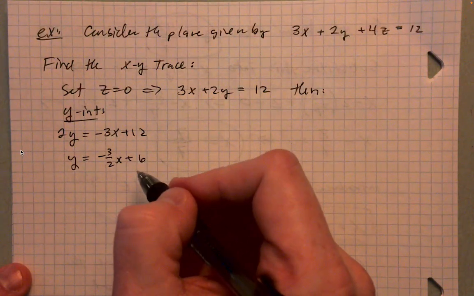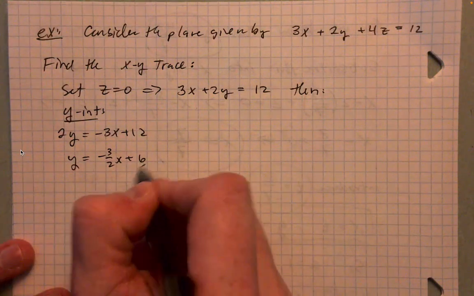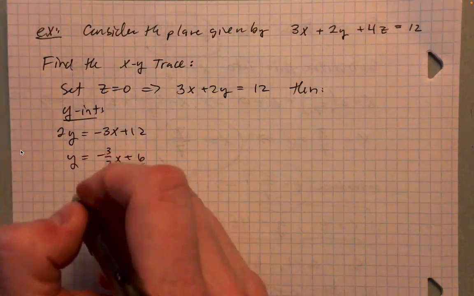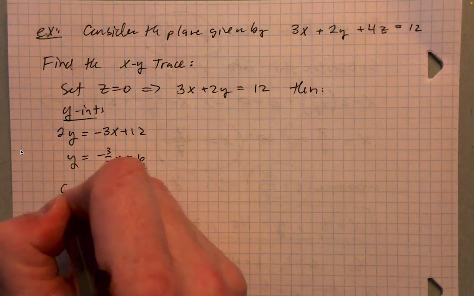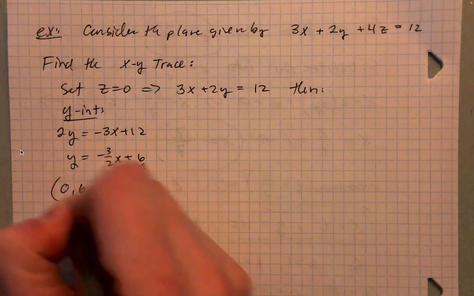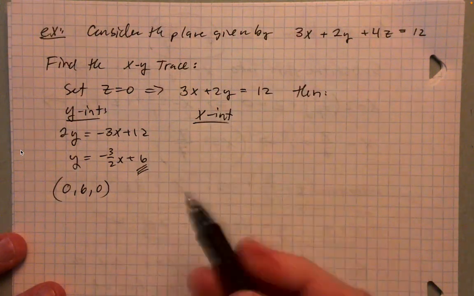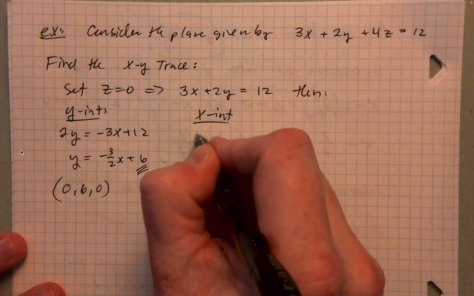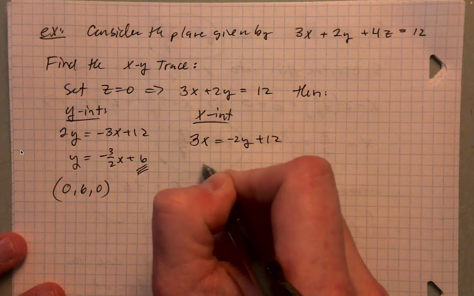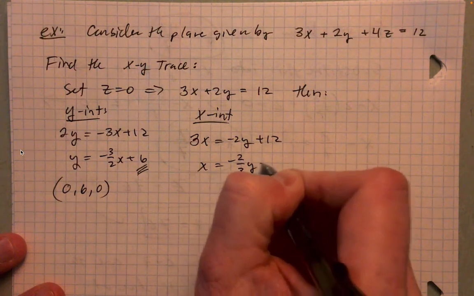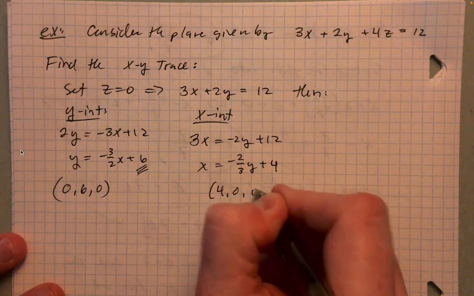Hold on, plus 6. Yep. So this is your y-intercept. Okay, so it would intercept the y-axis at (0, 6, 0). Okay, what about the x-intercept? It's going to be the same thing, except you want to solve for x. So here we would say 3x equals negative 2y plus 12, and so x equals negative 2/3 y plus 4, and so your x-intercept is (4, 0, 0).